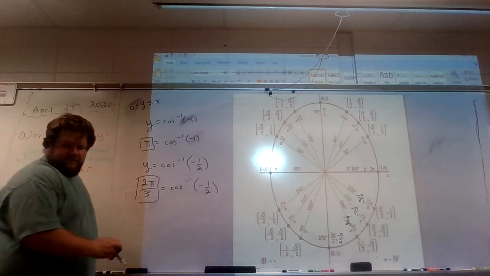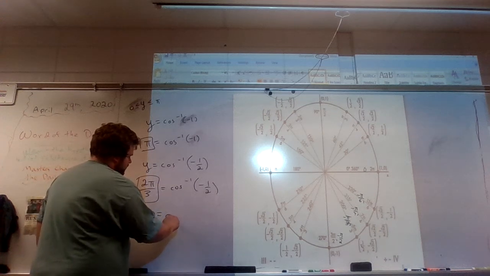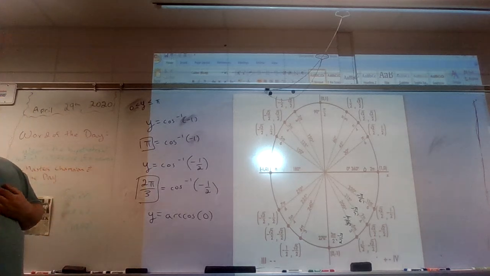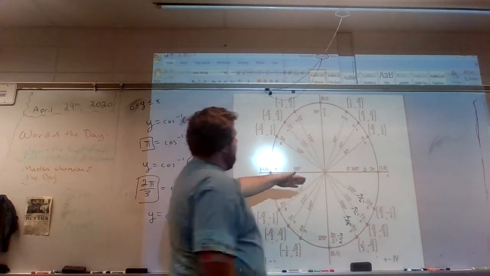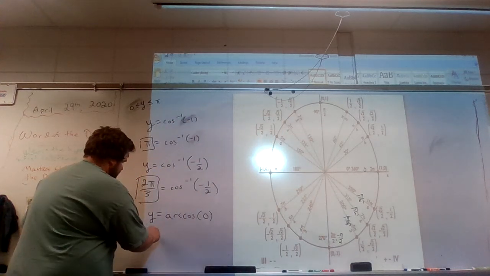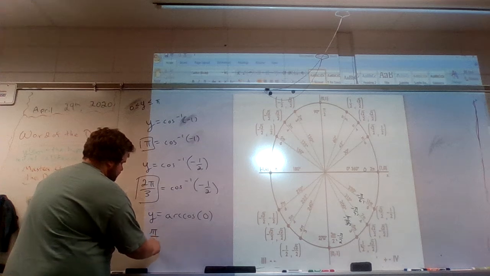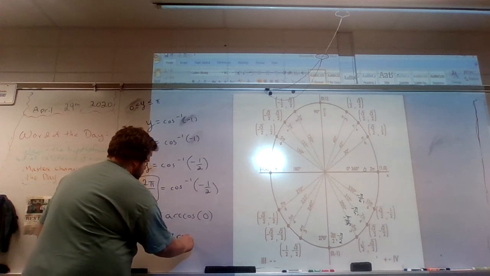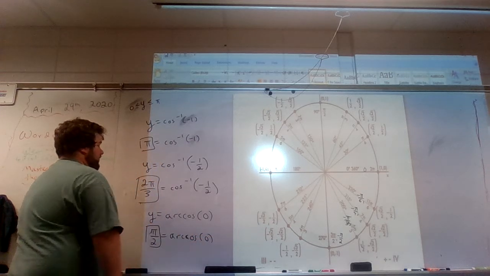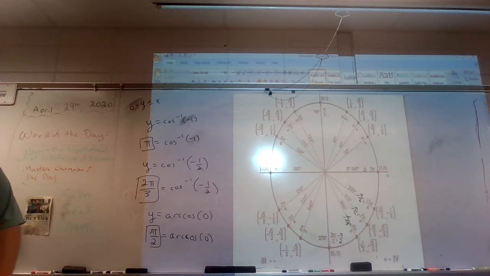What about this guy? Arc cosine of, say, 0. You can try that one if you want. What's the arc cosine of 0 going to be? Yeah, so the angle between 0 and pi that gives a cosine of 0, that's going to be pi/2. Remember, this notation means cosine inverse. Okay, so hopefully that's good for arc cosine, cosine inverse, however you want to say it.